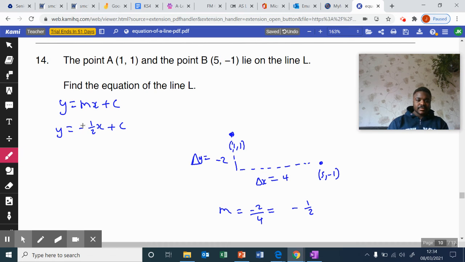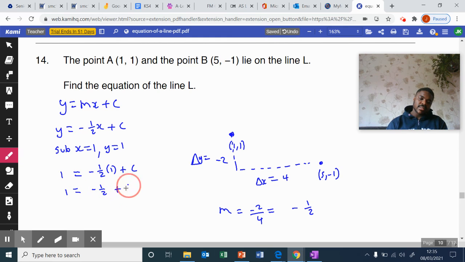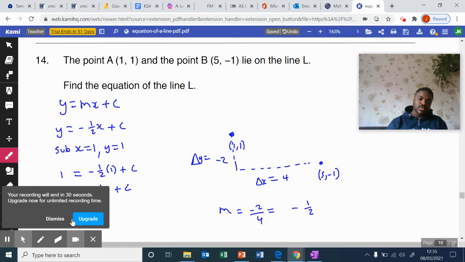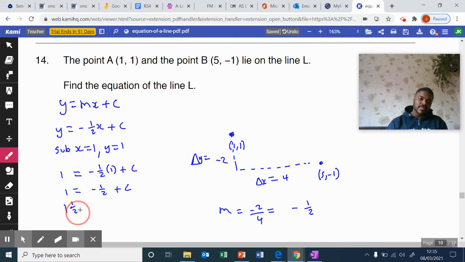And then to work out our c, we use the fact that the line goes through one of these points. Well, it goes through both of the points, but I can pick one of them. So if I use A, I sub x = 1 and y = 1. So I get 1 = -1/2 times 1 plus c, so 1 = -1/2 plus c. And if I add a half to both sides, I get 1.5 = c.